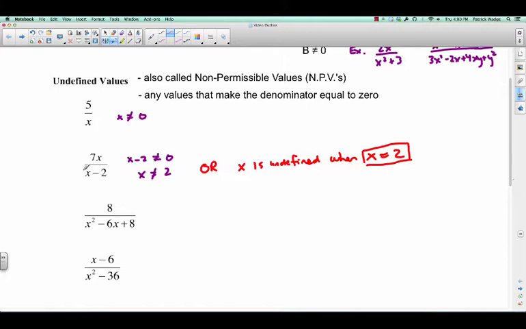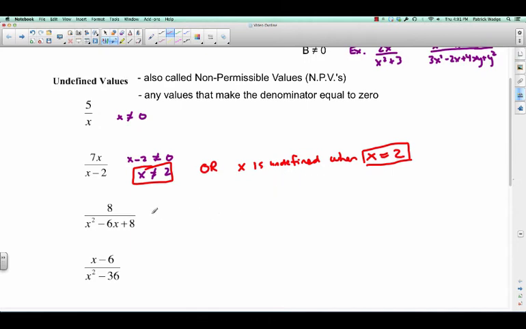Because if it was 2 here, it'd be 2 minus 2 is 0, and you'd have 0 on the denominator. You can't do that. So I'm just alerting you to the fact that there's two ways to represent this. One way, which I like, is x cannot equal 2 in this case. That's the non-permissible value, or the undefined value. Another way, which you'll see in the back of your book, is x equals 2, and all they're saying there is that the non-permissible value, or the undefined value, is equal to 2. But personally, I don't like that method so much.